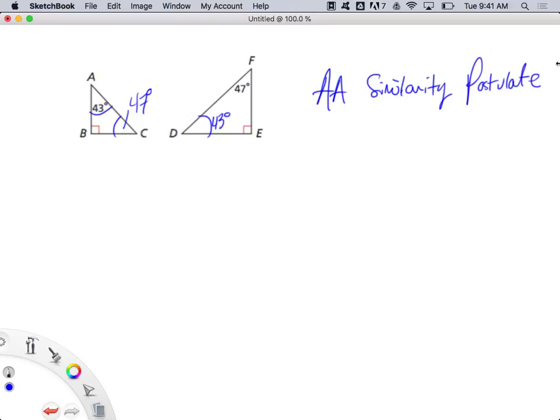Okay? The angle-angle similarity postulate tells me that they're similar. Any questions on that?